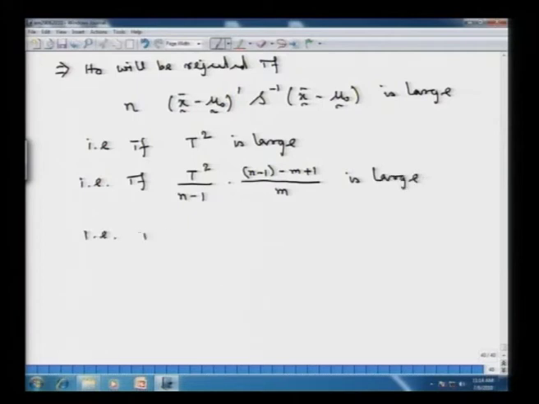That is, if this is t square by n minus 1, now this 1 cancels out and you will have this here as n minus m by m is large. Now we know what the null distribution of this particular quantity is. Under the null hypothesis, H naught: mu equal to mu naught, this is going to have a central F distribution on what degrees of freedom? m, n minus m degrees of freedom.